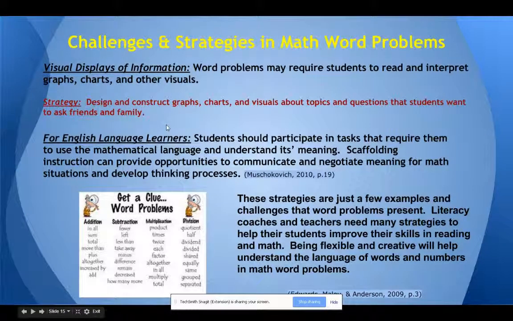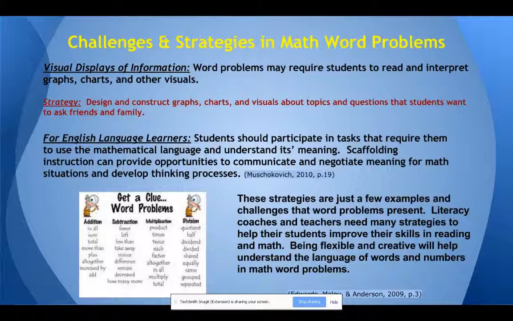Also, visual displays of information. Word problems may require students to read and interpret graphs, charts, and other visuals. So what would be helpful for them is to design and construct their own graph or visual about something that interests them, something other than a math word problem. And that way, when they see these charts and graphs in the word problems, they would become familiar with them.